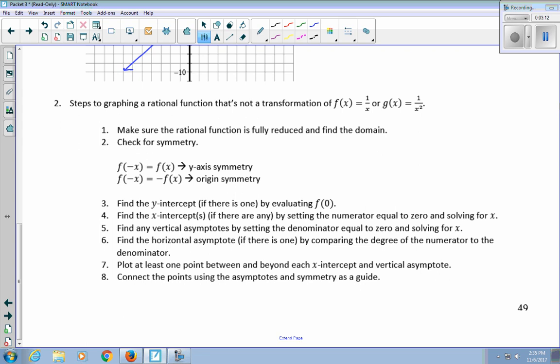Horizontal asymptotes are found by looking at the degree of the numerator and the denominator, and we'll talk more about that in a couple minutes. Then plot a few points, and then connect your points using the asymptotes and symmetry as a guide.